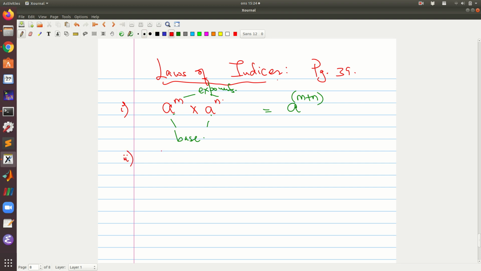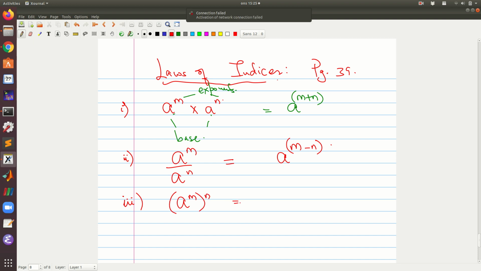The second one tells us that again, if the base is the same and we are dividing, we simply write the base and then we subtract the exponents in that order. Third, we have that a to the power m, raised to the power n, is simply going to be a raised to the power m times n.